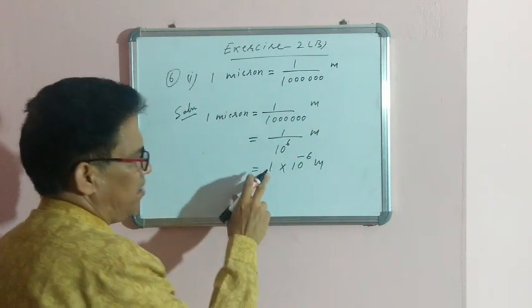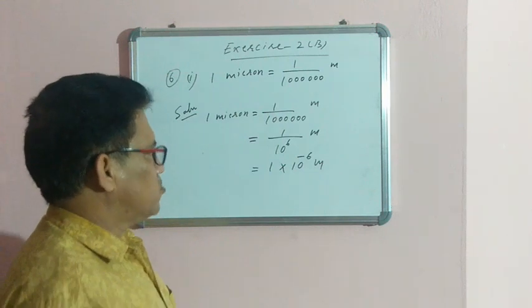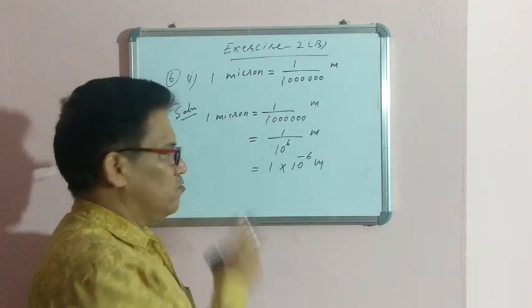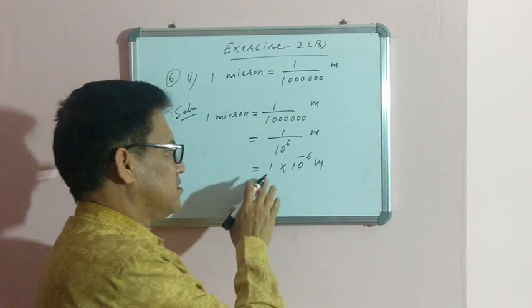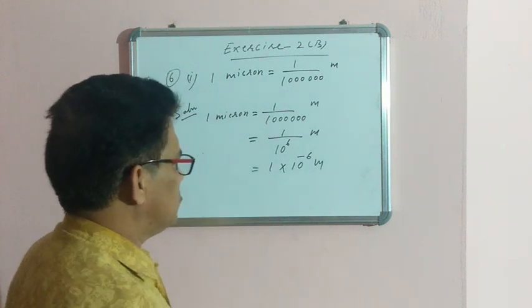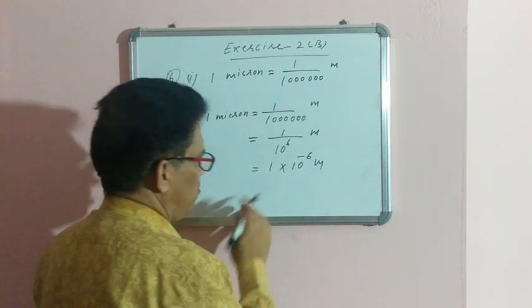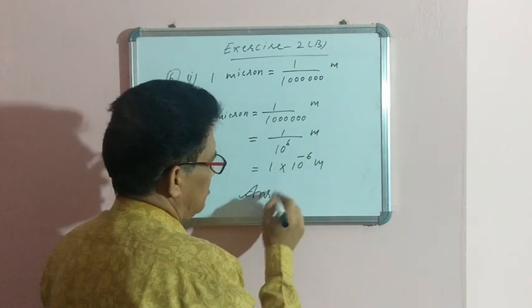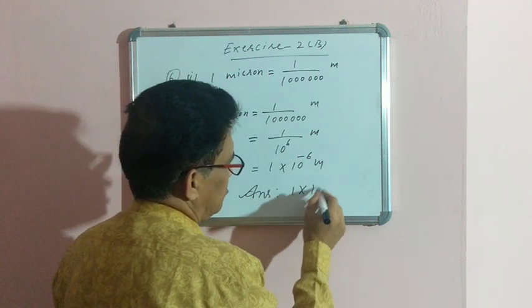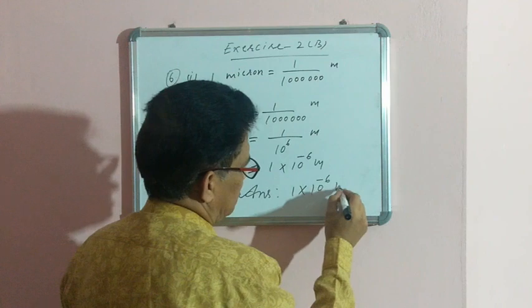Now the value of m here should be greater than or equal to 1. This is not greater, but this is equal to 1 itself. So this is our correct standard form. So this is the answer, 1 into 10 power minus 6 meter.